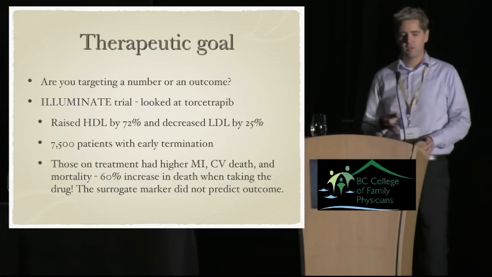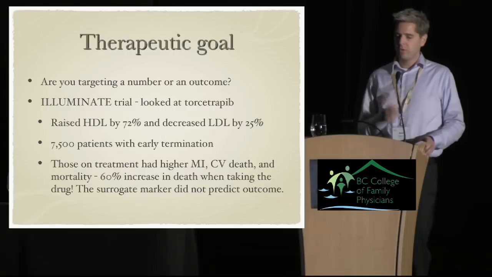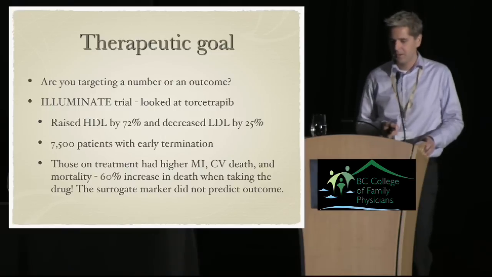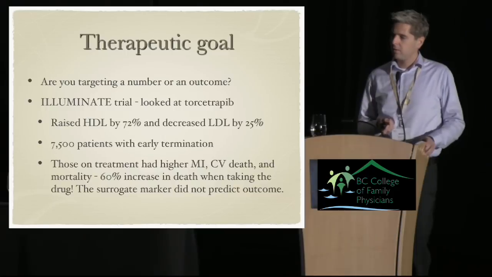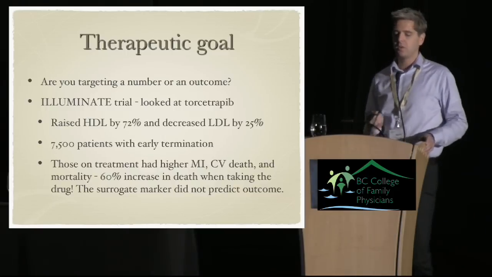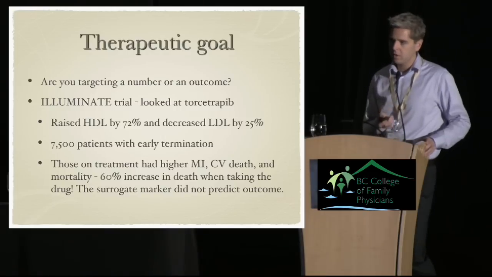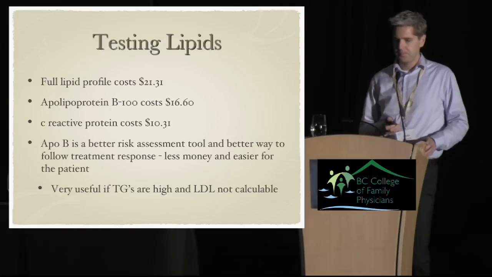They had a well-done trial, 7,500 patients. They had to stop the trial early. Those who got treatment and had their HDL go up and their LDL go down had a 60% increased risk of death, higher MI rate, higher cardiovascular death. So this made numbers better, but you died and had more heart attacks when you went on to it. It was obviously pulled. Surrogate markers don't predict outcome.